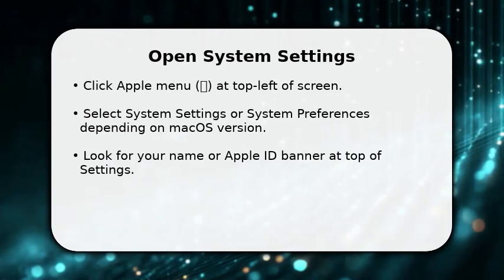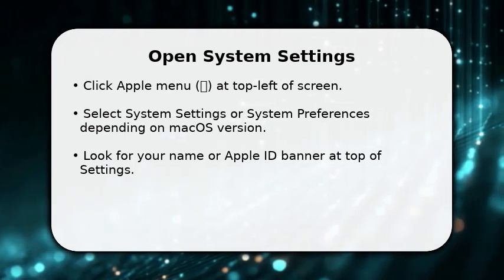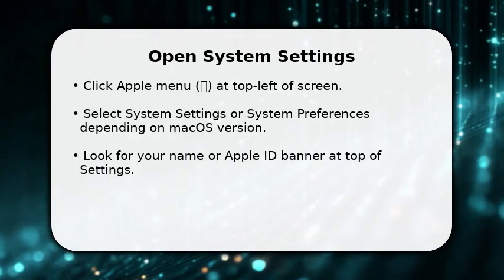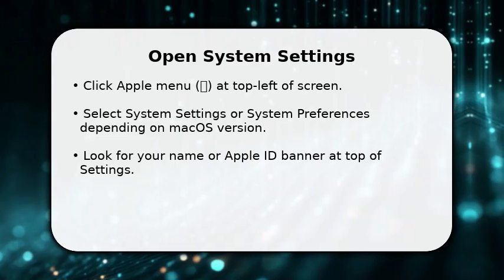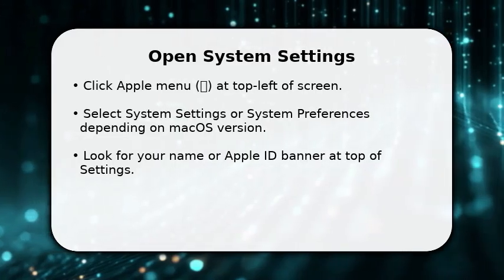Enjoy the video. You start by opening System Settings. This is where Mac OS centralizes account info, so it's the fastest path. Click the Apple menu at the top left, then choose System Settings or System Preferences depending on your Mac OS.